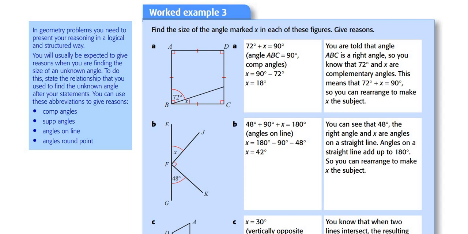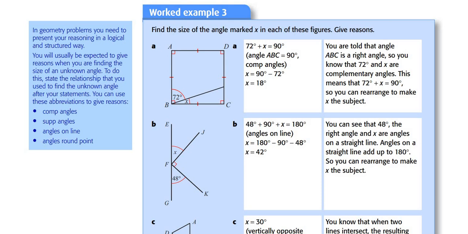It says find the size of the angle marked x in each of these figures. Give reasons. Here we have the angle x, and here we can see this little red box with the line, which is a right angle, so you can say x plus 72 equals 90 degrees. You can say that because they are complementary angles. Since 72 plus x equals 90 degrees because they are complementary angles.